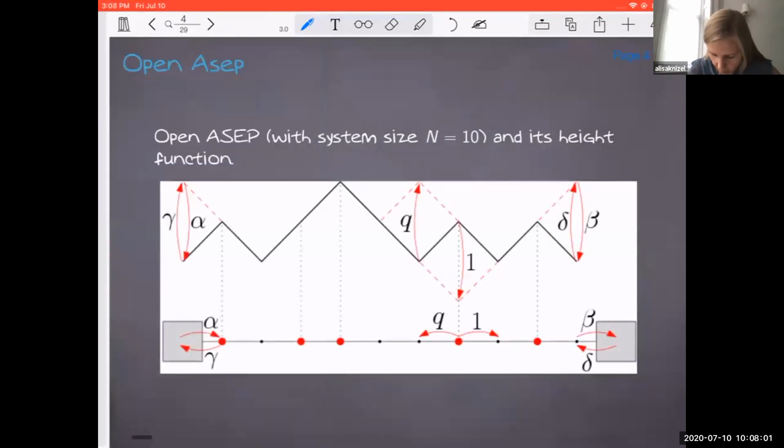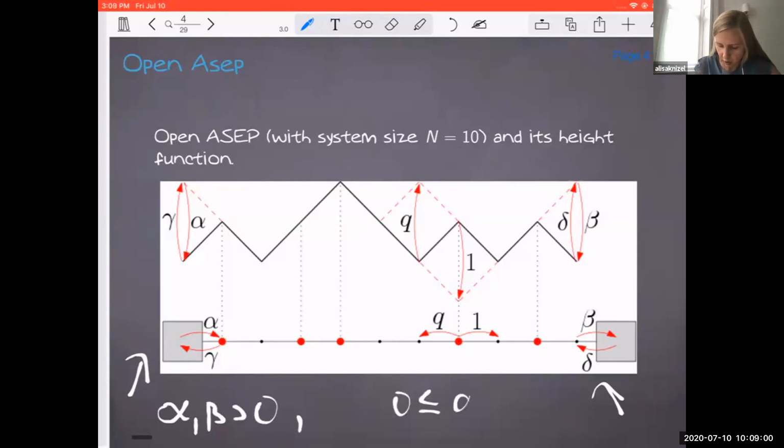Okay, so here's a more formal picture of this process and dynamics, and here we'll also fix the parameters of the model, which I will need later. Here the total number of sites is 10. On this interval, we see the dynamics I was talking about, and the rates to enter and exit the system from the left are denoted by alpha and gamma. The rates on the right are denoted by beta and delta, and I'm normalizing the system in such a way that the rate of jump to the right is 1 and the rate of jump to the left is q. All the parameters are assumed to be non-negative, and alpha and beta are assumed to be strictly positive. And my q will be between 0 and 1, strictly less than 1.